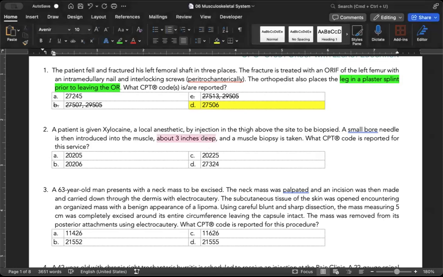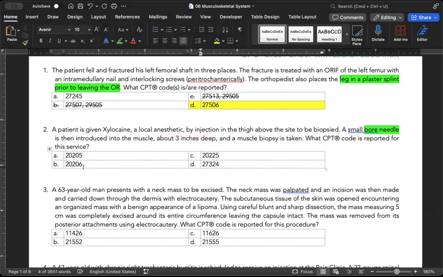Even though they're telling us that they went 3 inches deep, truly they used a bore needle. So this is going to be your percutaneous needle. Thanks for explaining that. So what I always recommend is, next to the 20200 and 205, write the word incisional. That way it's a visual reminder that this is not used for a needle biopsy, even if they tell us that they go 3 inches, quote unquote, deep, right?